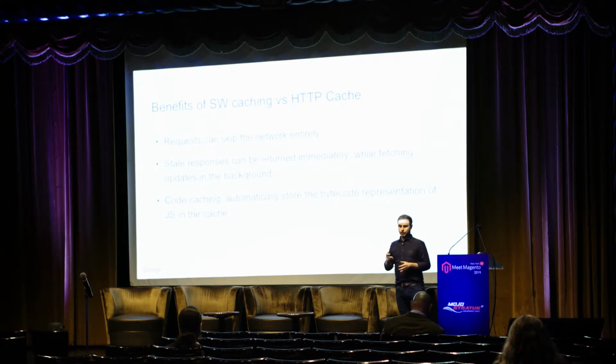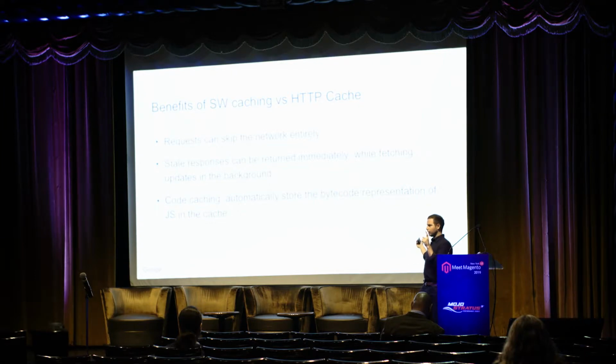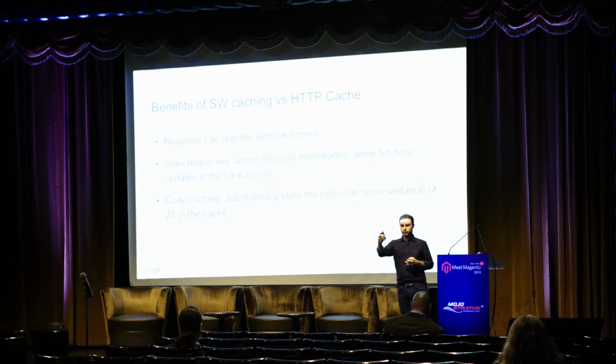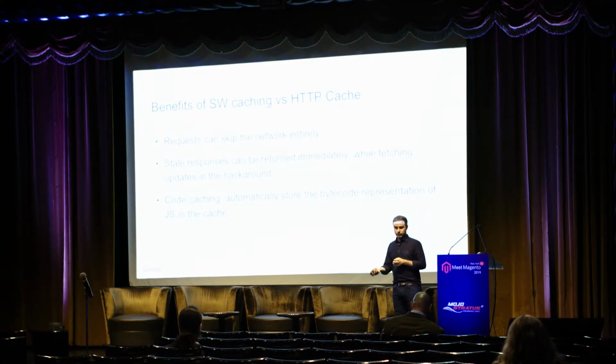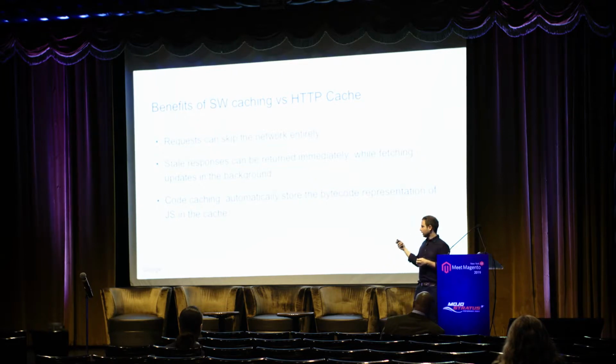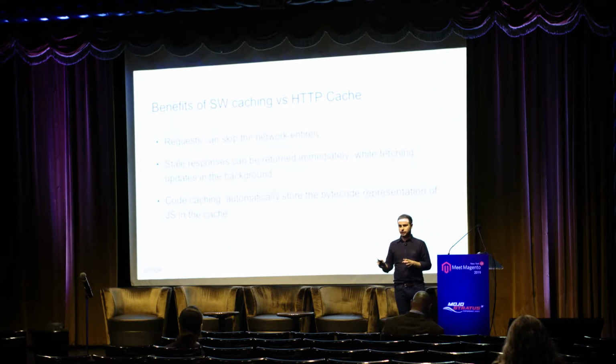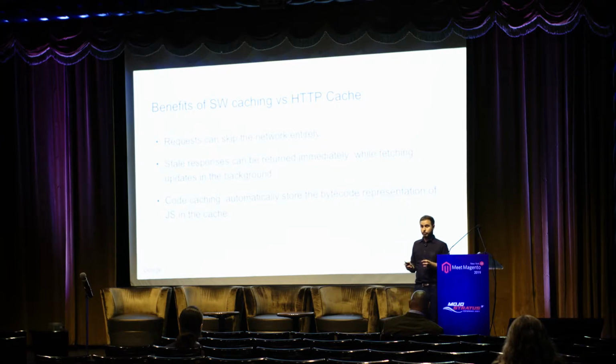For example, you can say, for this pattern of URLs, I'm going to go to the network, store this in the cache, and return the response very fast to the user from the cache, and update the cache simultaneously from the network. These things usually you can't really do with HTTP caching headers, which are fairly limited. And finally, when you are storing the JavaScript in a service worker caching world, it's actually the bytecode representation of that JavaScript, which means that if you need to execute the script, it's likely going to be faster than when you don't have it precompiled.